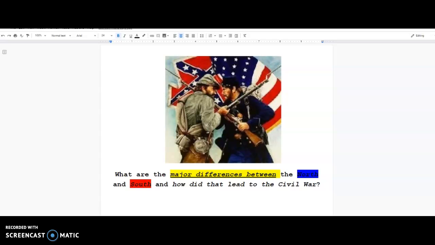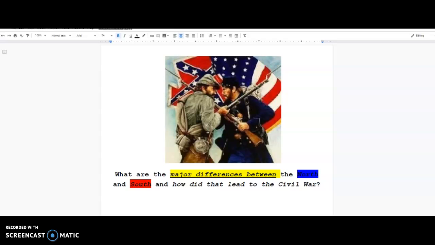This essential question is a two-part question. You have a what and a how that you need to look for answers for throughout the unit. Let's begin with the first part. What are the major differences between the North and the South?